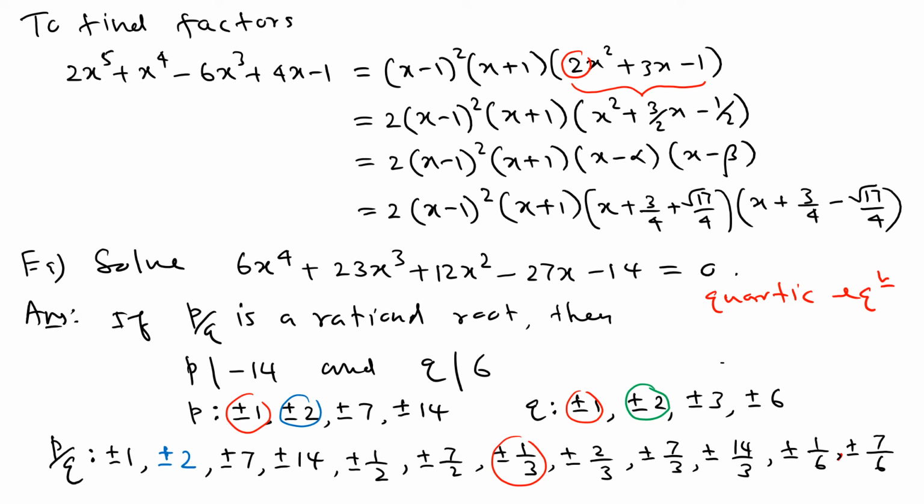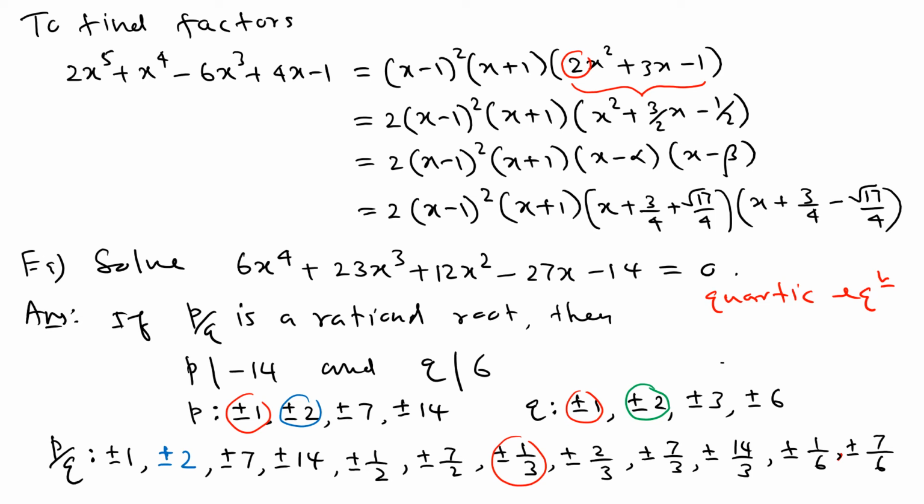And the last one is, you can see 14 over 6, which has common factors. If you remove the common factor, what's going to happen? It is 7/3. So 7/3 is already there, so that means you don't write it. So these are the only possible cases. These are the only possible rational roots.